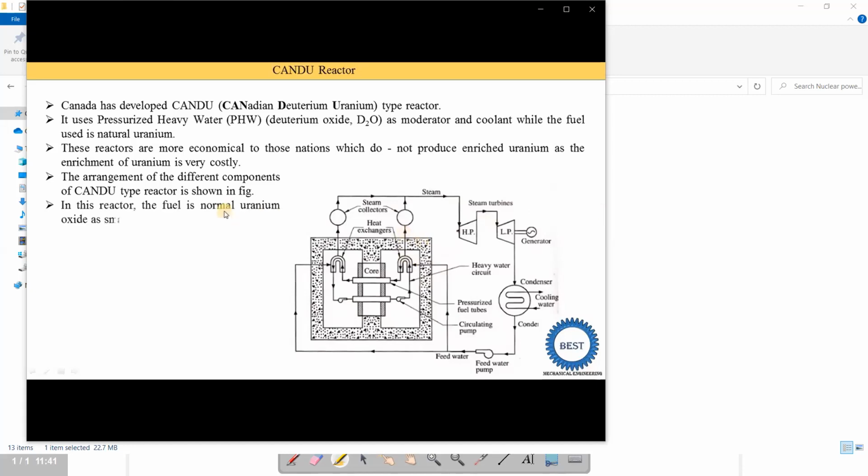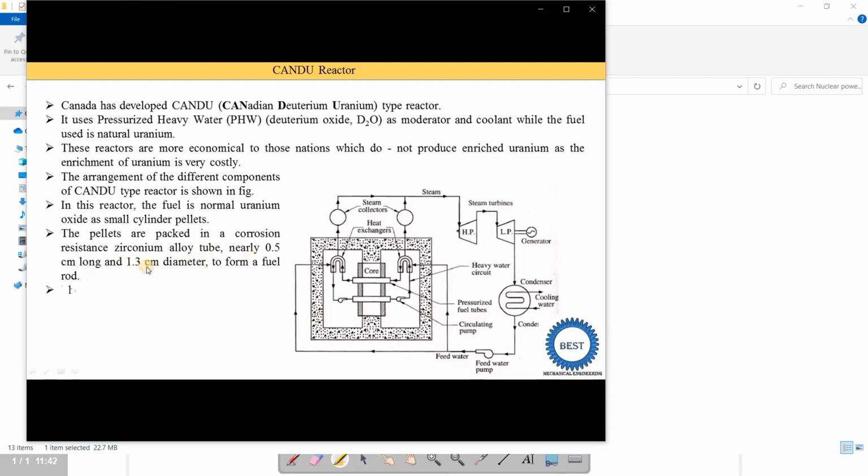In this reactor the fuel is normal uranium oxide in the form of small cylinder pellets. Now what is the size of the cylinder pellets? The pellets are packed in corrosion resistant zirconium alloy tubes, and the size is nearly 0.5 centimeters long and 1.3 centimeters in diameter, to form fuel rods. So what is the size of a fuel rod? It is 0.5 centimeters long and 1.3 centimeters in diameter.